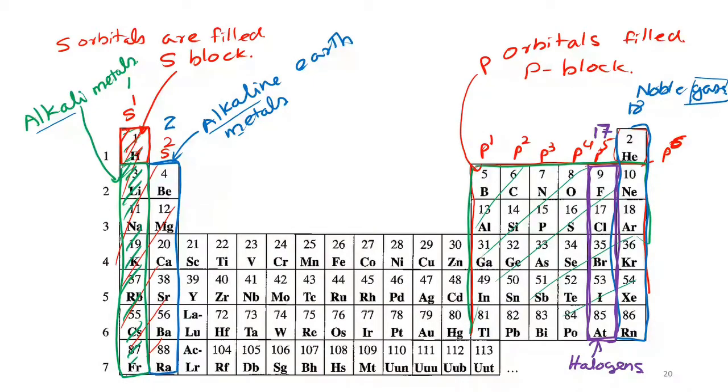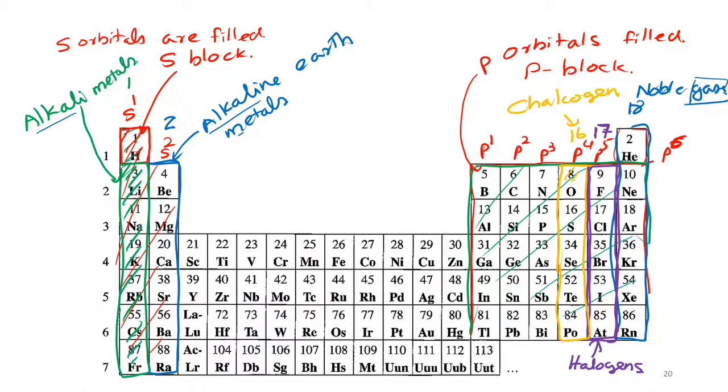And then the group before that, which contains elements like oxygen, sulfur, selenium. This group, which has IUPAC group number 16, is what we call the chalcogenides or the chalcogens. They are the chalcogens.